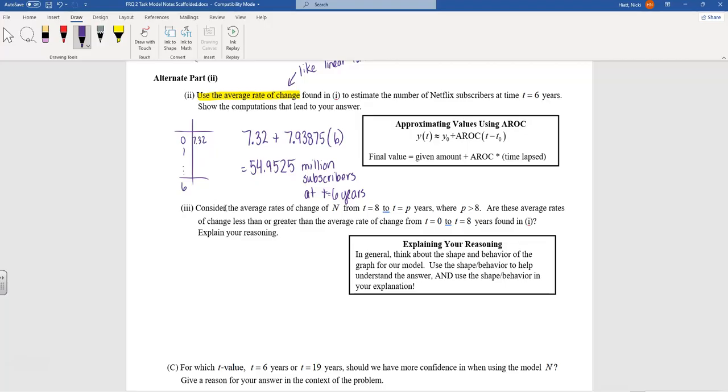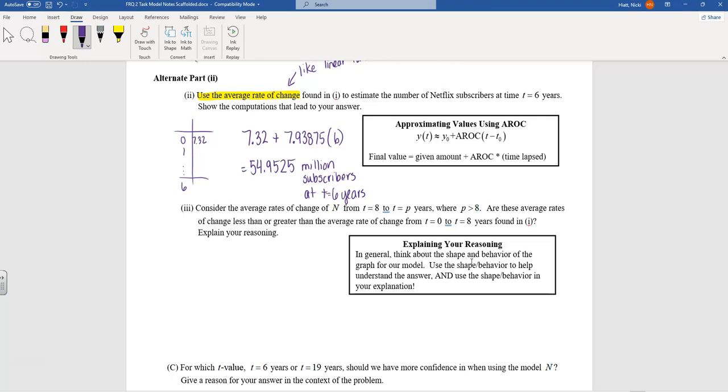It says, consider the average rates of change of n from t equals 8 to t equals p years, where p is greater than 8. Are these average rates of change less than or greater than the average rate of change from t equals 0 to t equals 8 years found in part 1? Explain your reasoning. So in general, you need to think about the shape and behavior of the graph of our model and use that to help to understand this.